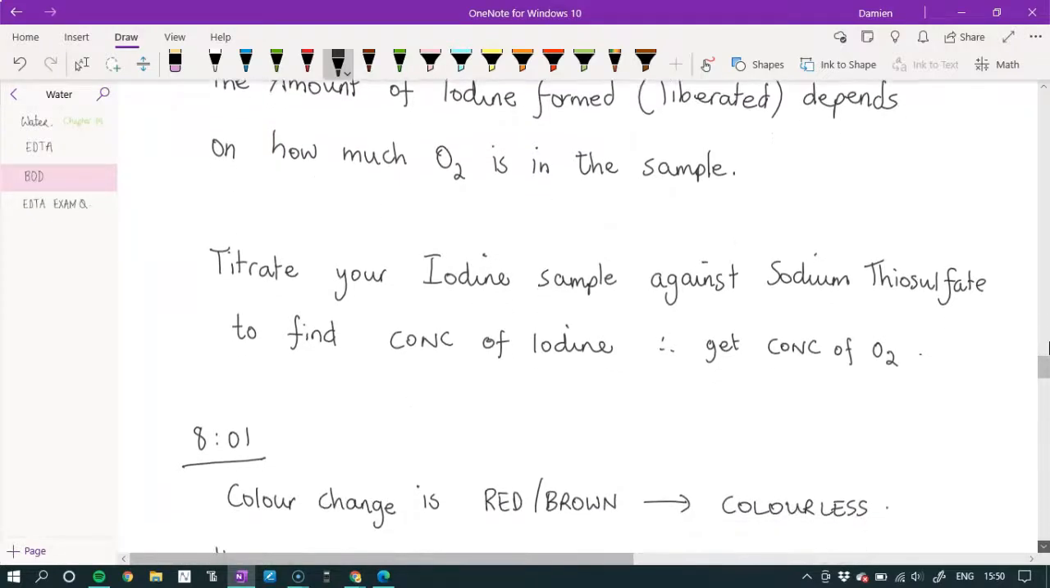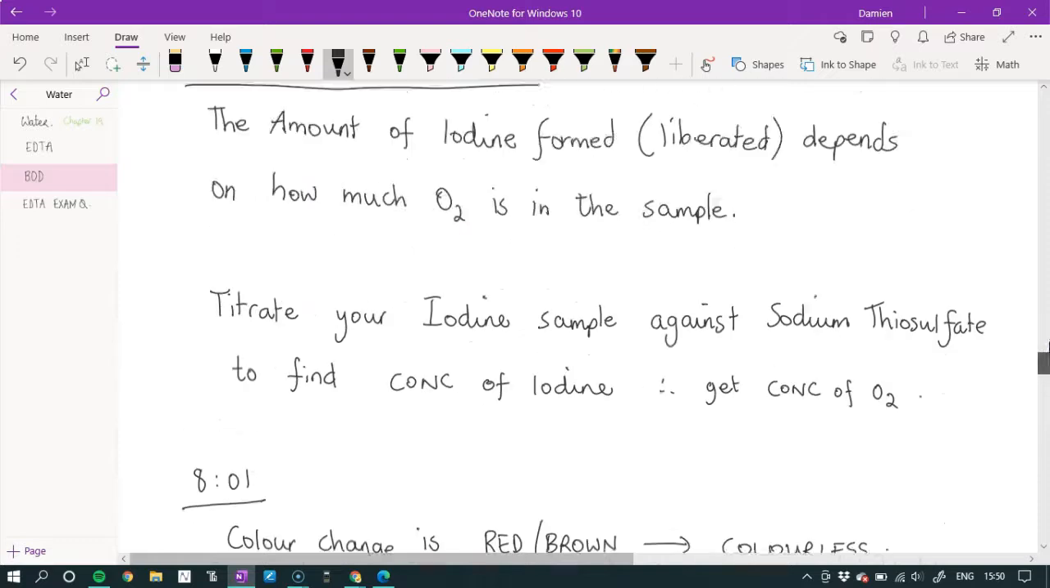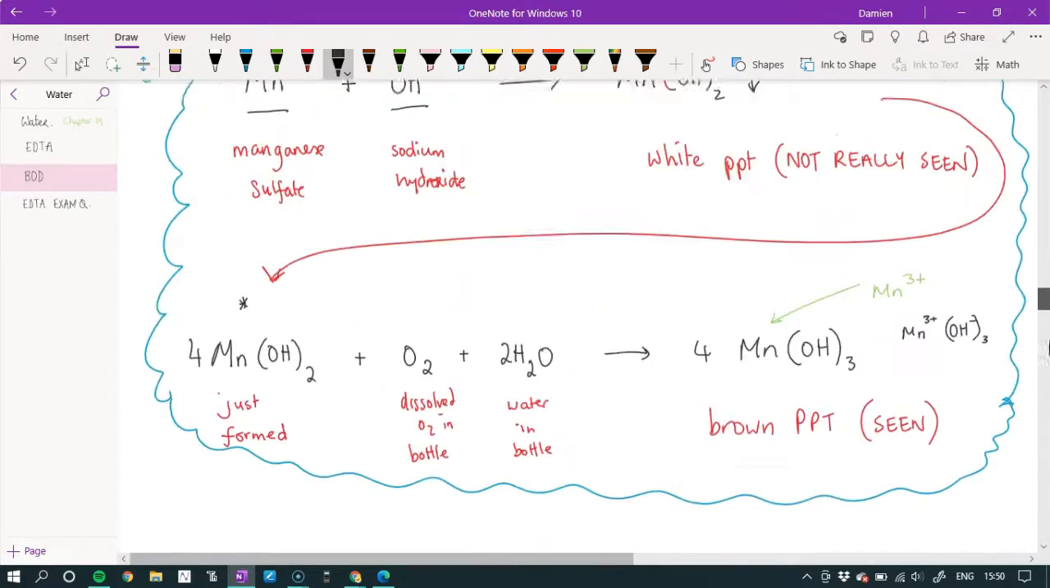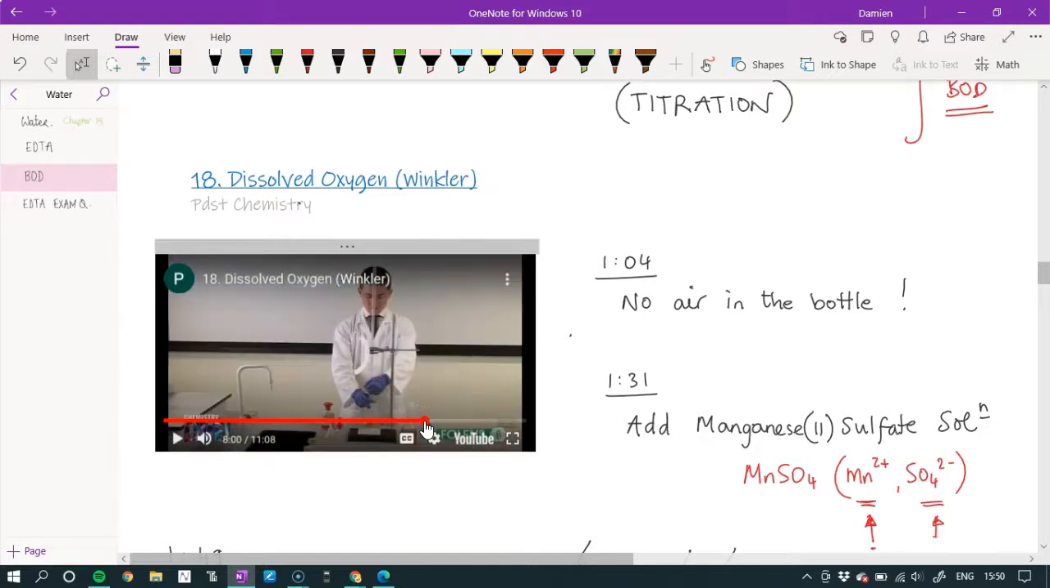At 8:01, there's going to be a colour change. So let's have a look at this and explain this. So this is now into the titration. The colour change is very important in this titration because it involves using something halfway through the experiment. Watch this.